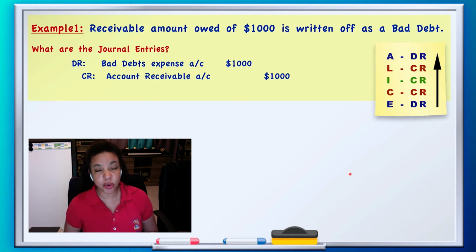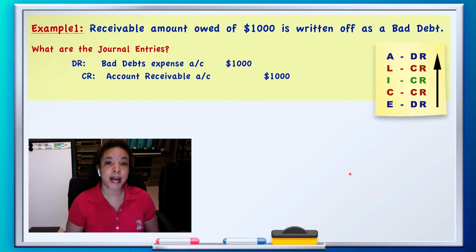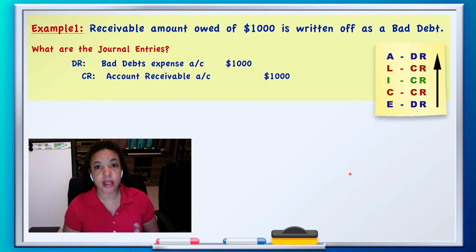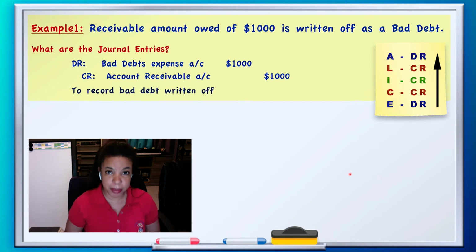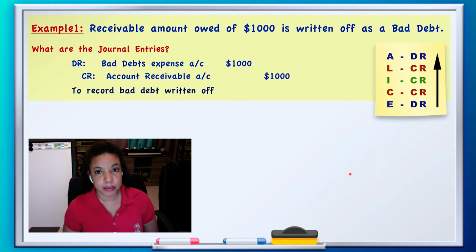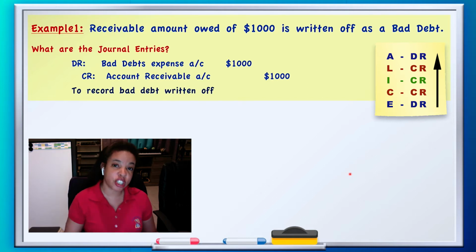$1,000. And there you have your 2 journal entries: bad debt expense, debit $1,000 because it's an expense and you debit the expenses, and credit to the accounts receivable, $1,000. Because it's an asset account that is being decreased. He owes less. And this will be your transaction. And if they asked you for a narrative, which just describes what happened in normal language, to record bad debt written off. Simple, straightforward. Okay? So that is the journal part of it.